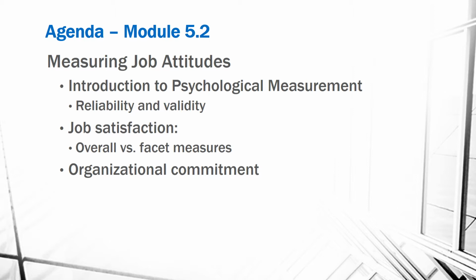Here's the agenda for Module 5.2. To discuss measuring job attitudes, we will cover the following topics. First, I will provide some background and an introduction to psychological measurement. Given that this course is offered in the School of Public Health, I understand that not everybody may have a background in psychology. Therefore, I will discuss basic reliability and validity as properties of psychological measurement. Then we will discuss the measurement of job satisfaction, including the distinction between overall and facet measures. Finally, we will talk about the measure of organizational commitment as another example of how to measure job attitudes.